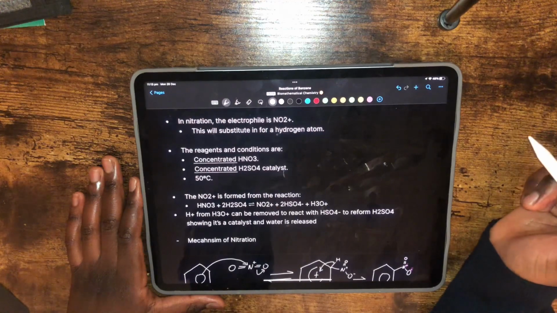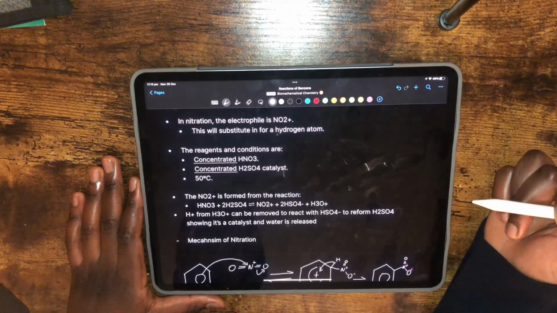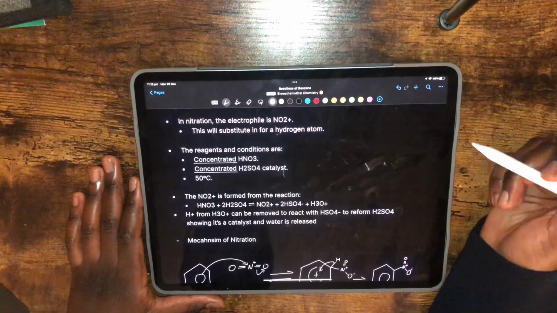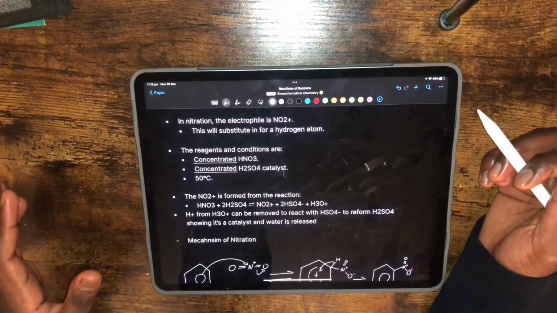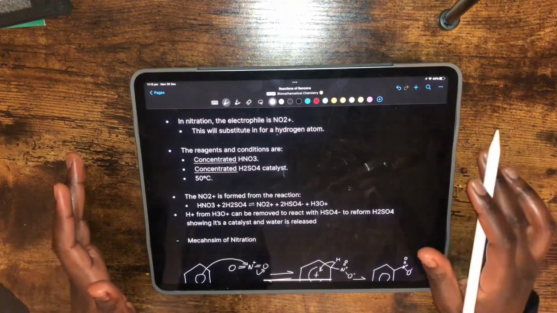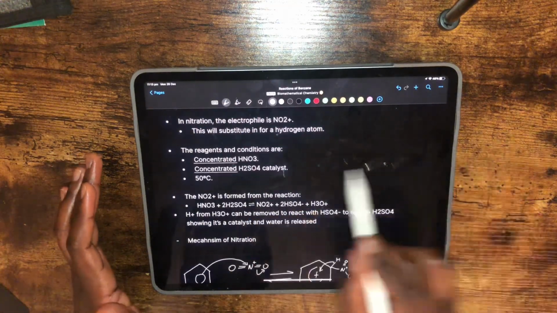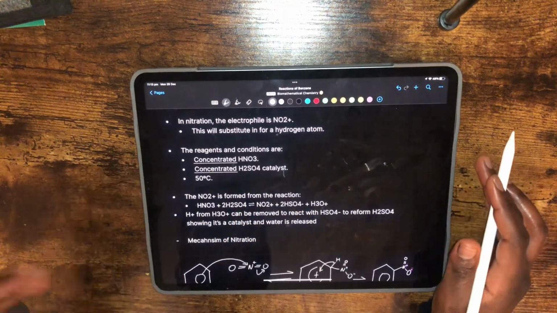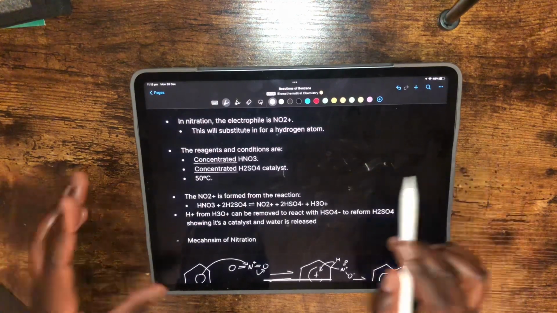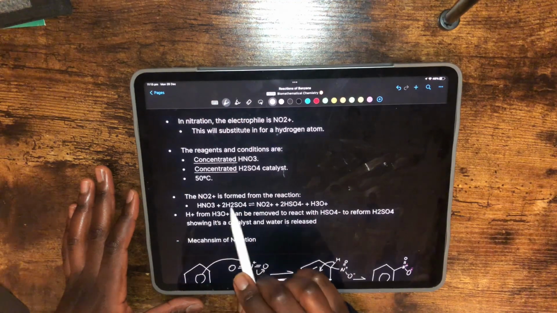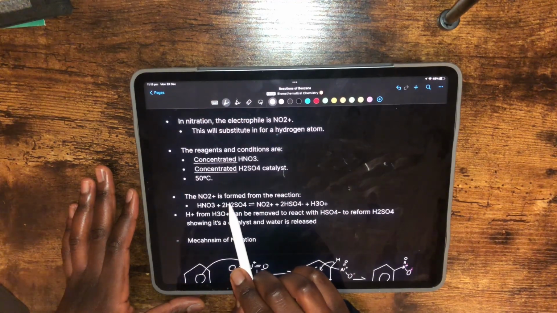That's how it will be done. It won't be done if it's a dilute solution. So it's very important that you say this if you want to get the maximum marks for just saying what the reagents and the conditions are. If it's conditions, I guess the 50-degree part, but I know conditions would be concentrated. So reagents and conditions: concentrated nitric acid, concentrated sulfuric acid catalyst, and then I'll show you how the nitronium ion is formed.